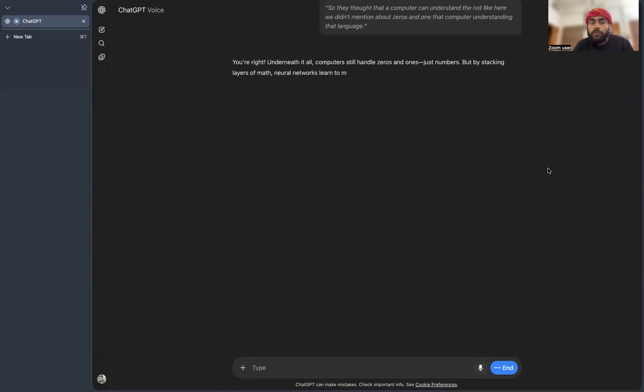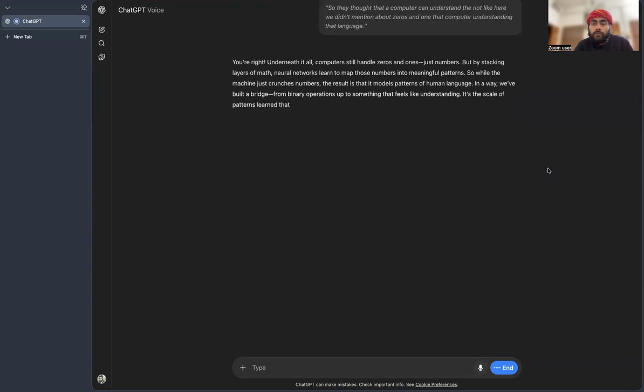But by stacking layers of math, neural networks learn to map those numbers into meaningful patterns. So while the machine just crunches numbers, the result is that it models patterns of human language. In a way, we've built a bridge from binary operations up to something that feels like understanding. It's the scale of patterns learned that creates the illusion of comprehension.